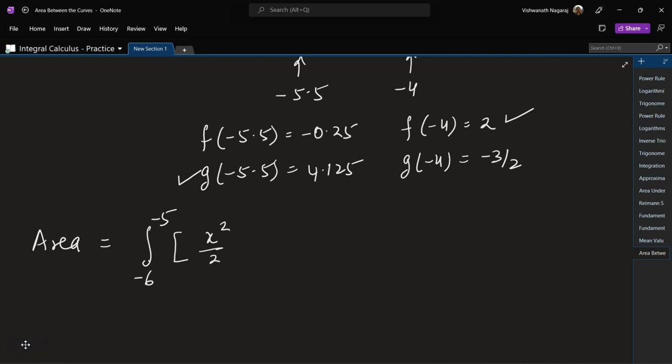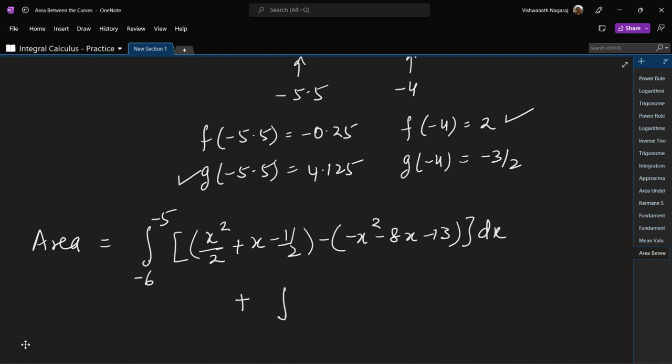So x square by 2 plus x minus 11 by 2 minus, then f will come, minus x square minus 8x minus 13 dx, plus, now the second interval, minus 5 to minus 3, and here now f will come first. So minus x square minus 8x minus 13 minus x square by 2 plus x minus 11 by 2 dx.